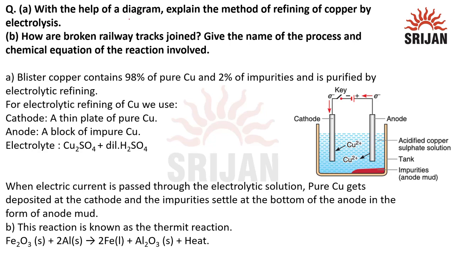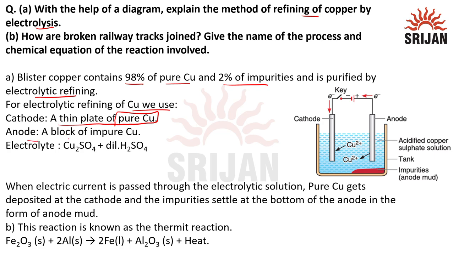The question asked here is, with the help of a diagram, explain the process of refining of copper by electrolysis. So the answer is, blister copper contains 98% of pure copper and 2% of the impurities and is purified by the electrolytic refining. For electrolytic refining of copper, we use cathode as a thin plate of pure copper, right?